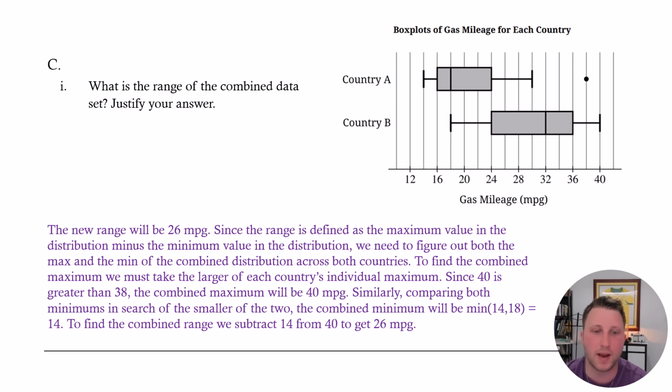To find the combined maximum, we must take the larger of each country's individual maximum. Since 40 is greater than 38, the combined maximum will be 40 miles per gallon, and using the same logic, we can find the combined minimum as the smaller of 14 and 18, the minimum of each of them. To find the combined range, we subtract 14, which is the combined minimum, from 40, which is the combined maximum, to get 26 miles per gallon.